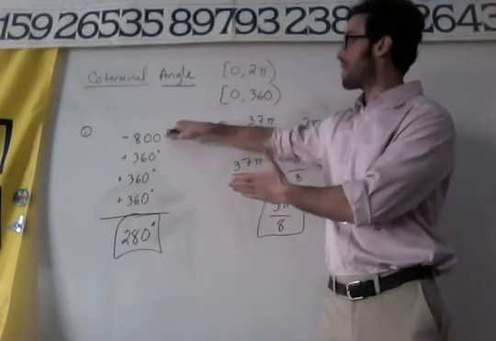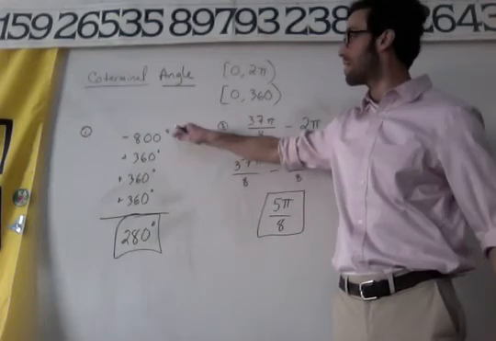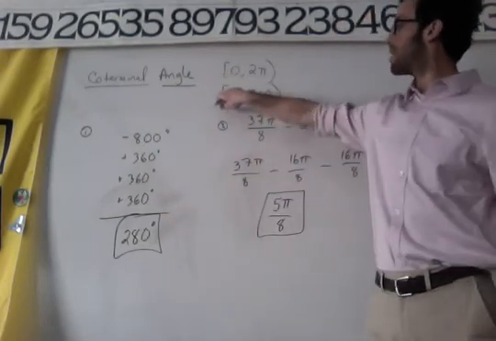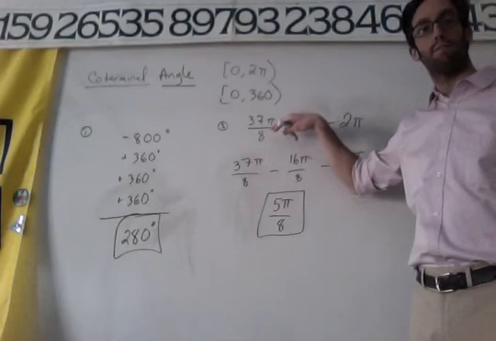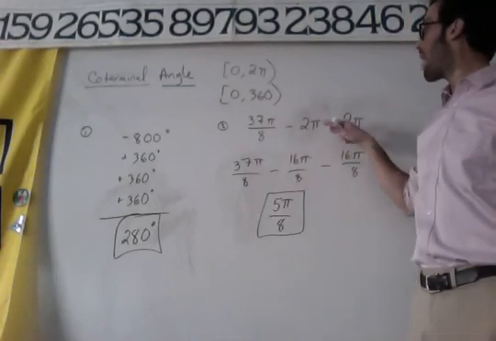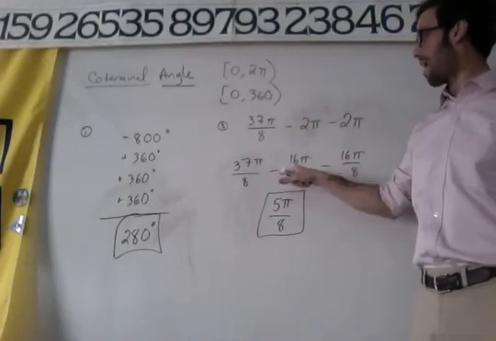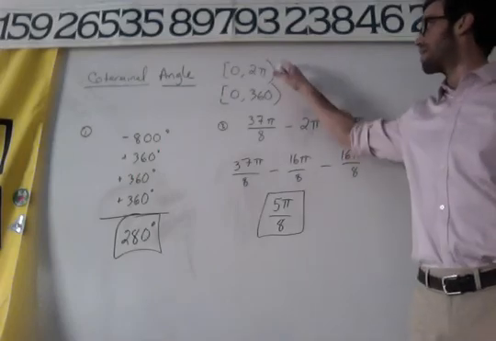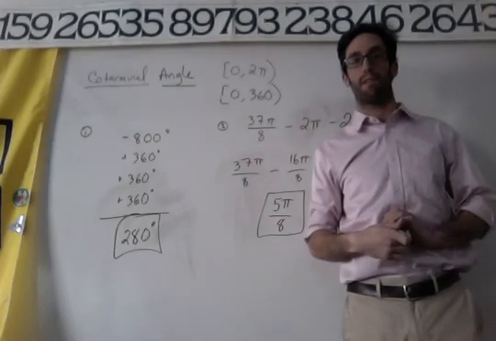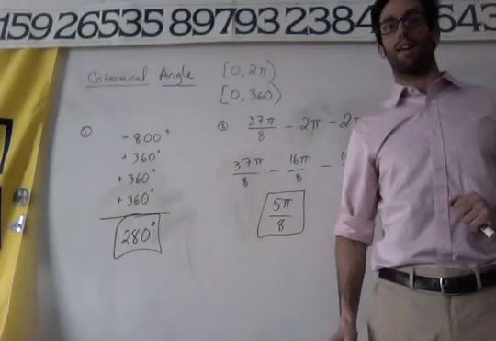So with respect to degrees, we want to add or take away 360s until we get in this interval. With respect to pi, we want to take away or add 2 pi, our full rotations, until we get into this interval. A little bit on coterminal angles and reference angles.